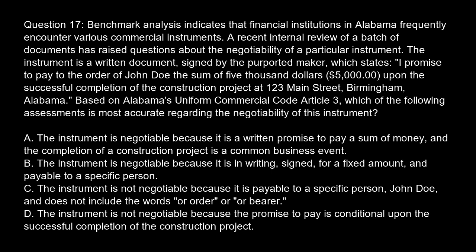Based on Alabama's Uniform Commercial Code Article 3, which of the following assessments is most accurate regarding the negotiability of this instrument?" Option A. The instrument is negotiable because it is a written promise to pay a sum of money, and the completion of a construction project is a common business event. Option B. The instrument is negotiable because it is in writing, signed, for a fixed amount and payable to a specific person. Option C. The instrument is not negotiable because it is payable to a specific person, John Doe, and does not include the words or order or bearer.